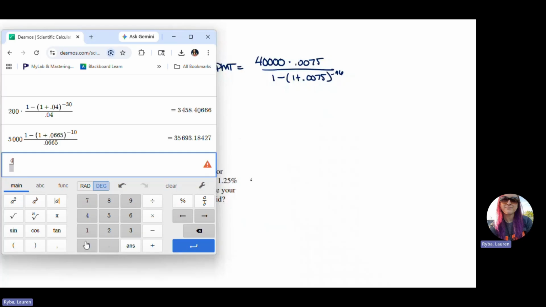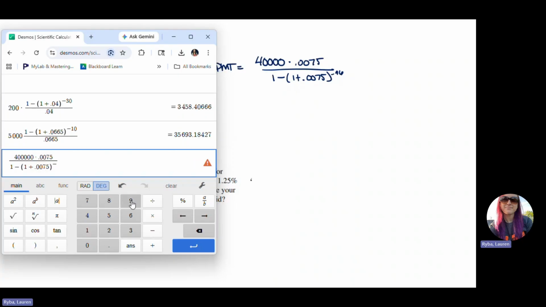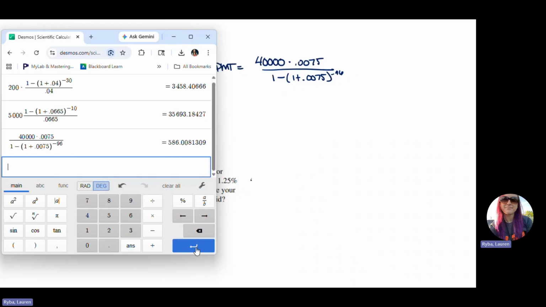Set up my fraction, 40,000 times 0.0075, 1 minus 1 plus 0.0075 to the negative 96. Oh, I have an extra 0 here. 40,000. There we are. I accidentally typed 400,000. All right, our monthly payment is $586.01 if I round that.